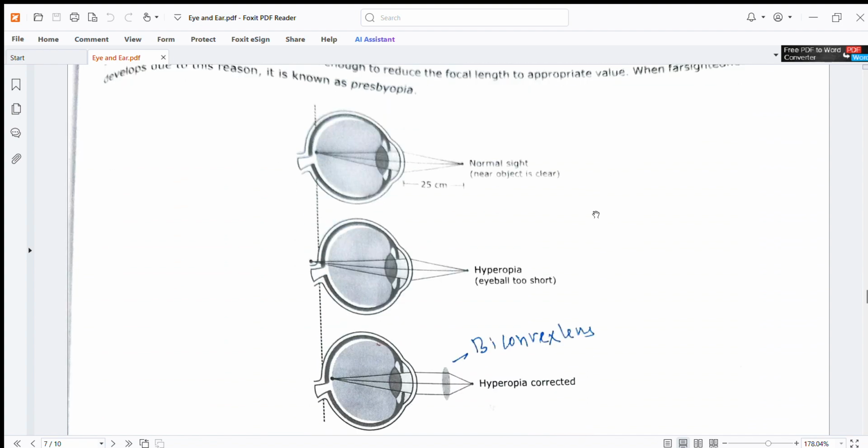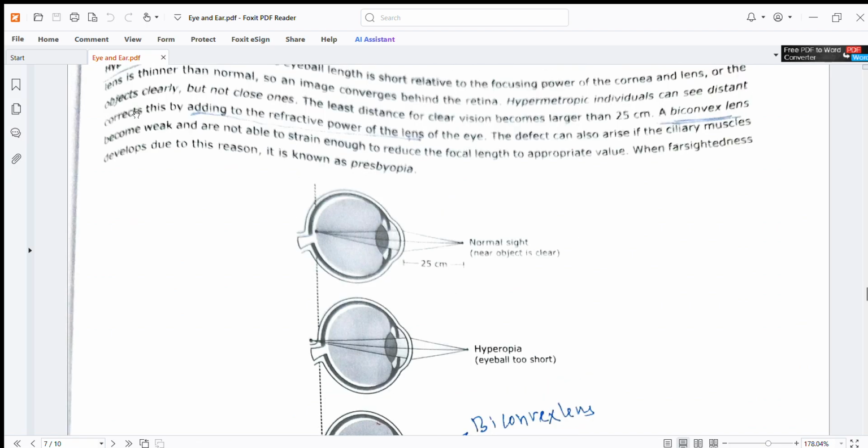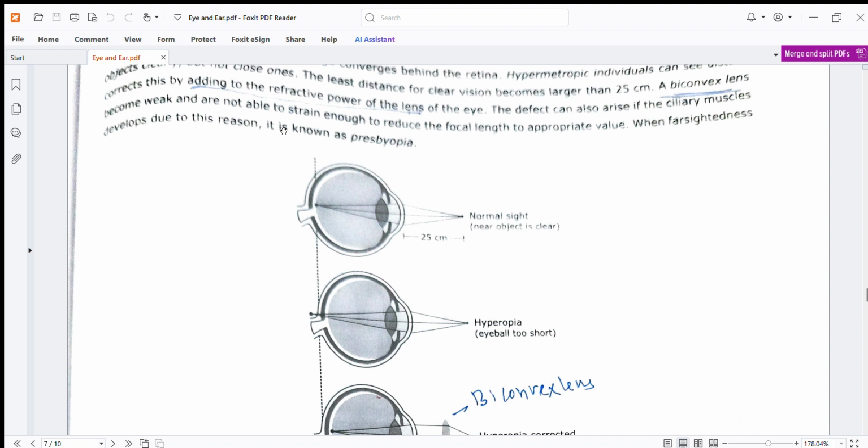A biconvex lens corrects this by adding to the refractive power of the lens of the eye. The defect can also arise if the ciliary muscles become weak and are not able to contract enough to reduce the focal length to an appropriate value. When farsightedness develops due to this reason, it is known as presbyopia.